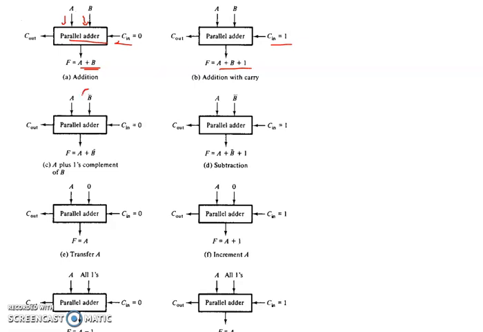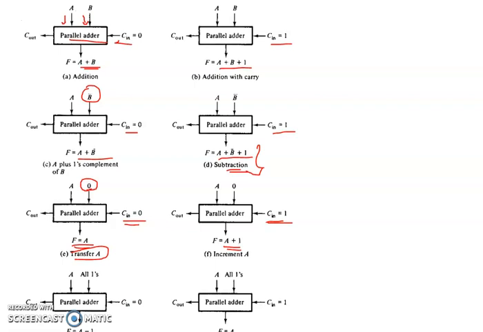Now considering the B input, if the input given is B complement and carry in is equal to 0, the output is F equal to A plus B complement. And if carry in is equal to 1, then A plus B complement plus 1. And this operation performs the subtraction. Next, if the second operand is 0 and carry in is also equal to 0, the output is equal to A. That is, it just transfers the value of A. And in the same case, if the carry in is equal to 1, then it increments the value by 1.